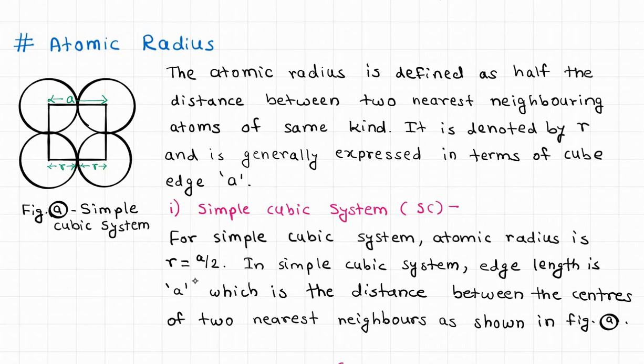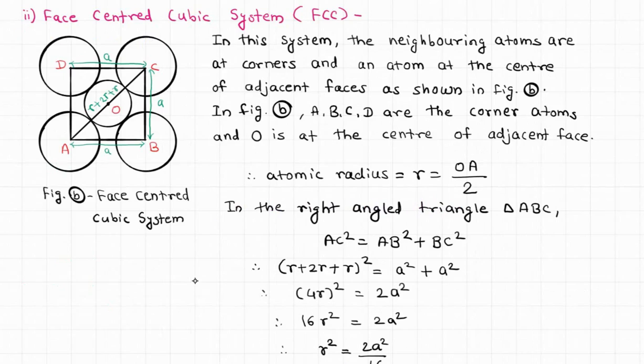As shown in figure, the atomic radius of this atom is R, the atomic radius of this atom is R and the edge of the cube is a. a is equal to twice R. Therefore, R is equal to a by 2. This is the atomic radius for simple cubic system, that is r is equal to a by 2. In simple cubic system, edge length is a, which is the distance between the centers of two nearest neighbors as shown in figure.